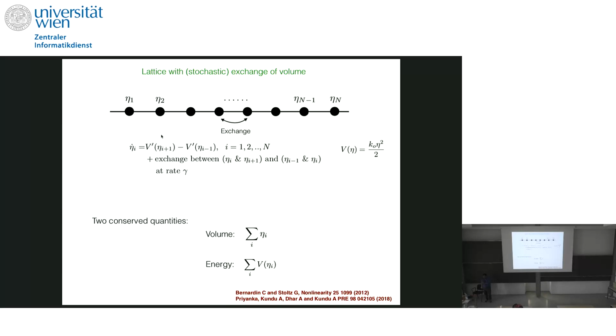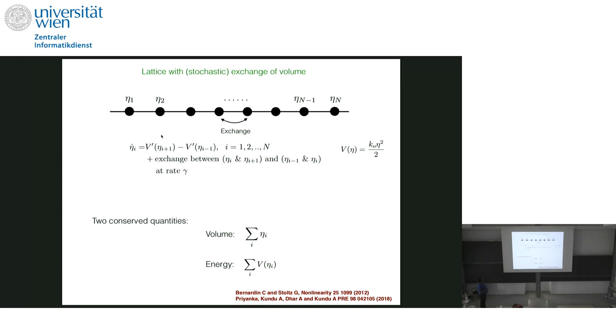Okay, so this is the system. We have a lattice, and at each lattice site you have a variable eta, which we call volume. Each eta variable is a stochastic variable. This variable is subject to some potential V of eta, and in this work I have considered that this potential is harmonic. So the dynamics of this eta variable is given by this: eta dot is equal to V prime of eta_{i+1} minus V prime of eta_{i-1}. So note that this dynamics has asymmetry in space.